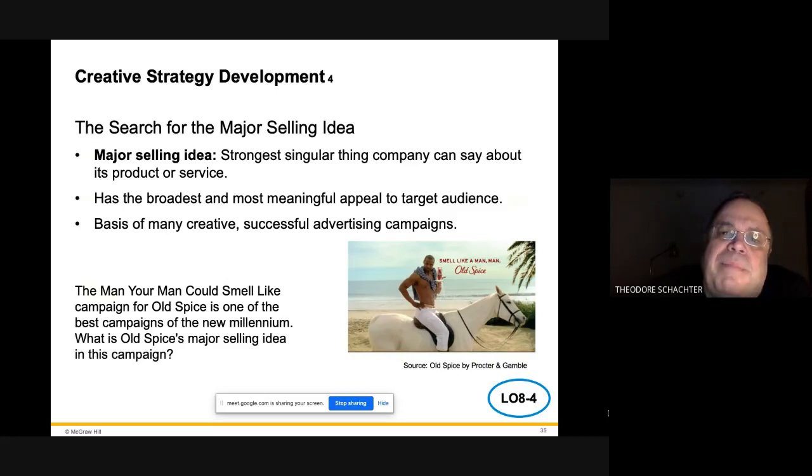So when we talk about a major selling idea, what we're talking about is that one thing the company can say about its product or service, and in a way that no one else has said it about a similar product or service. It has broad appeal, meaningful appeal, and it's what every execution is going to be based upon.